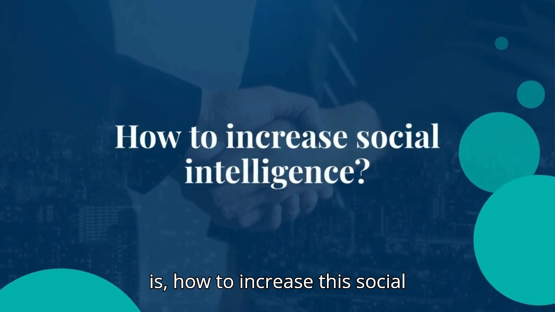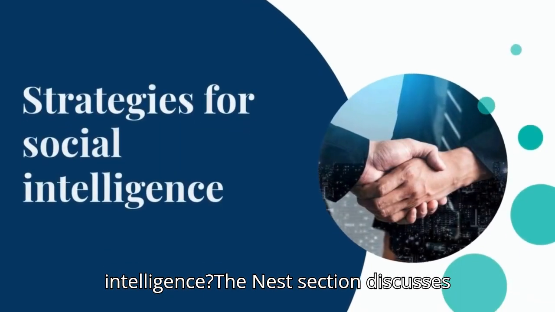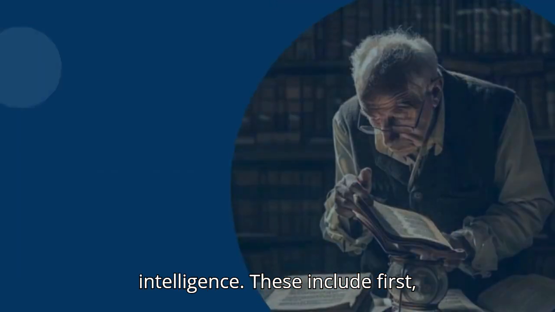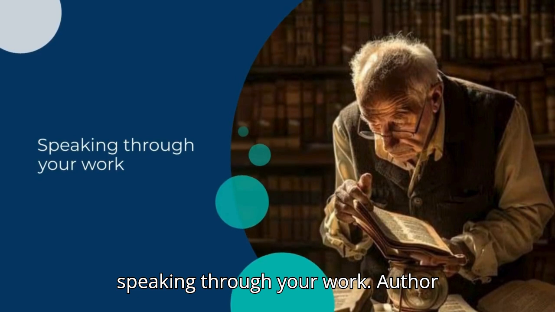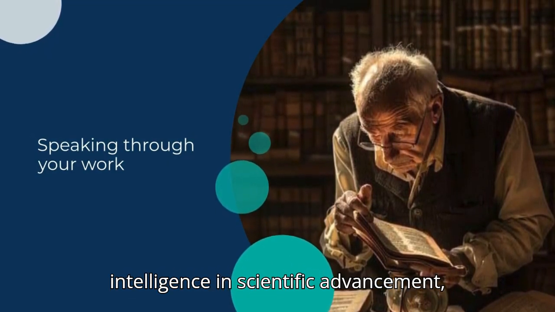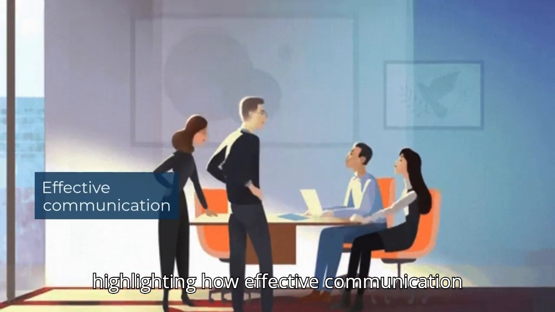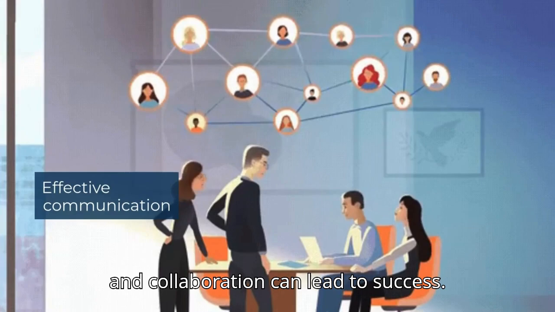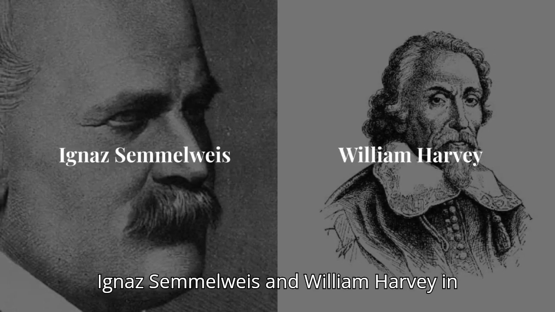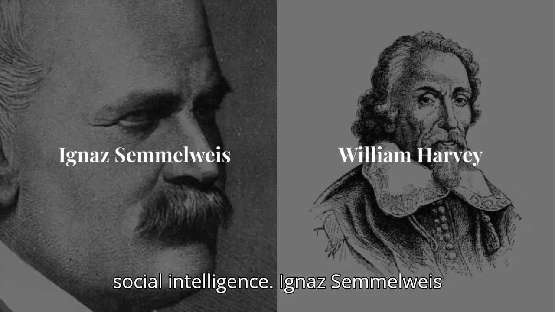So the question is, how to increase this social intelligence? The next section discusses the strategies. Strategies for social intelligence. These include: first, speaking through your work. The author emphasizes the importance of social intelligence in scientific advancement, highlighting how effective communication and collaboration can lead to success. Let's see the contrasting approaches of Ignaz Semmelweis and William Harvey in advancing medical knowledge and their social intelligence.